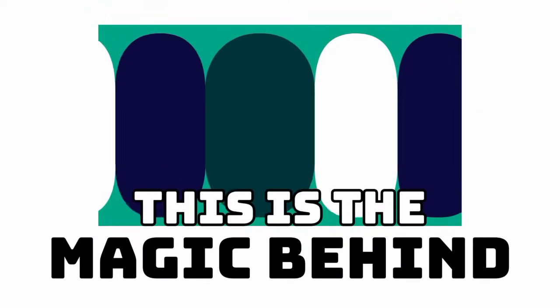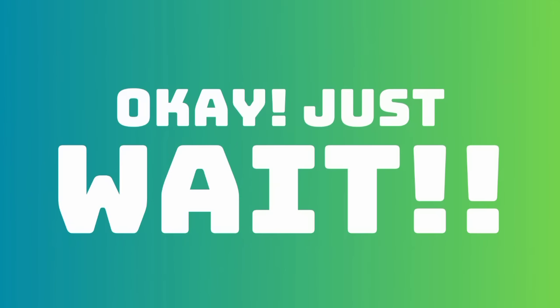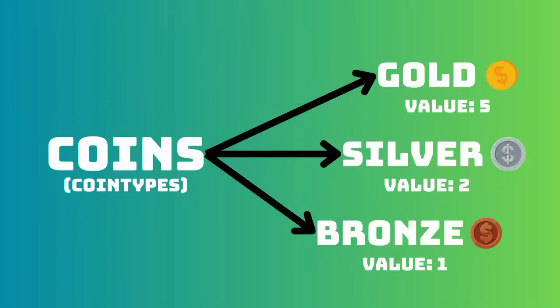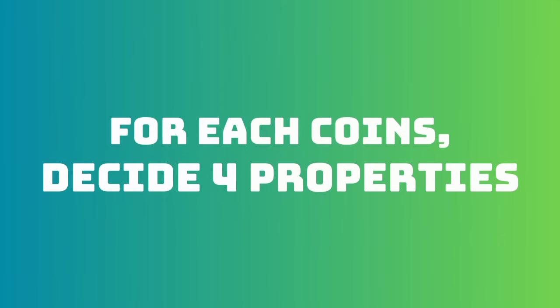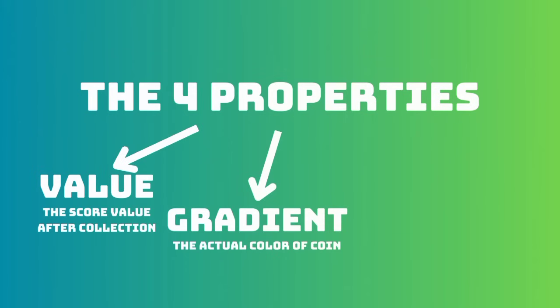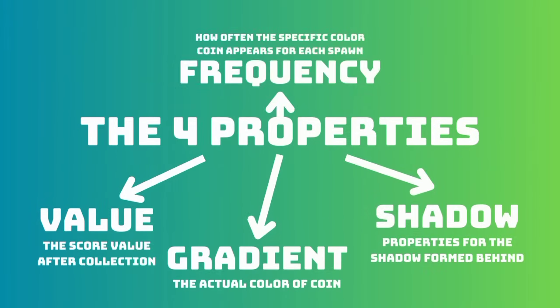Yes, this is the magic behind our coin generation. The function we wrote here literally tells it to create a certain number of coins using an array, and once you place the coins, don't move them unless I tell you the size or number of coins has changed. Okay, wait, but we did mention that we will be generating different types of coins, right? Now here are the coins we will draw: gold, silver and bronze, using the constant coinTypes. And for each coin, you'll be deciding 4 properties: value, which is the score for the coin; gradient, which is the actual color of the coin; shadow, which is the shadow of the coin; and at last the frequency, which is how often the coin appears for each spawn.